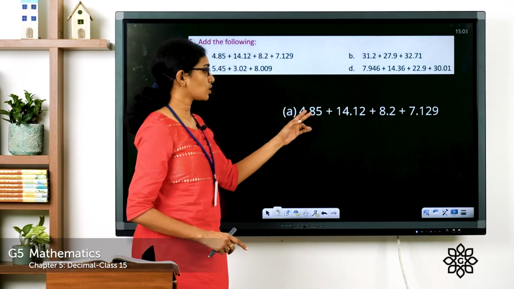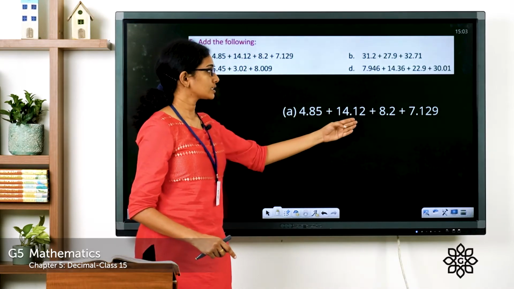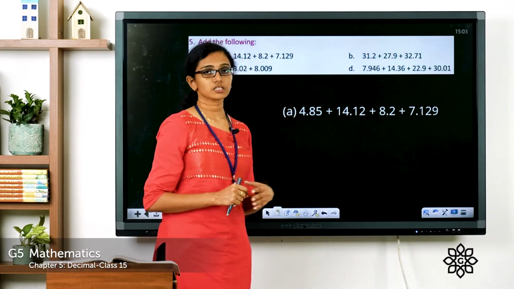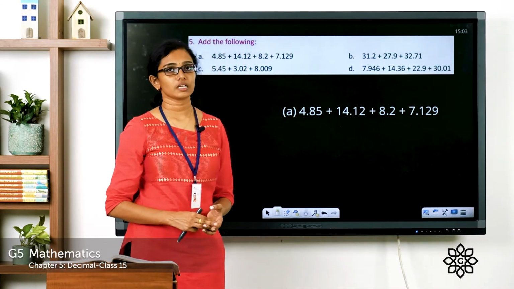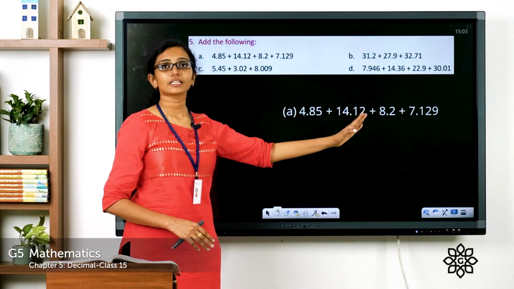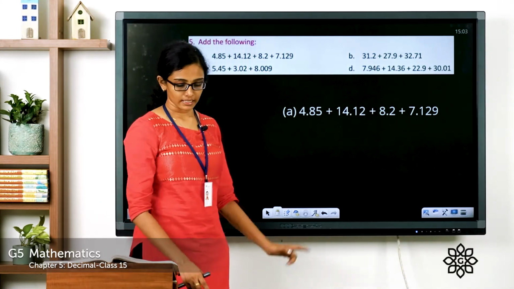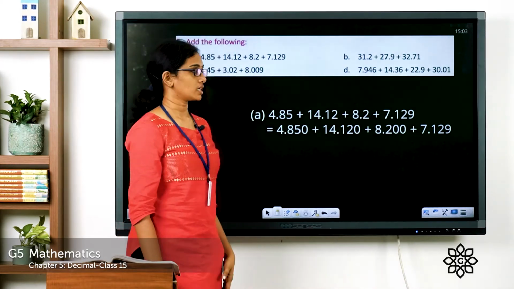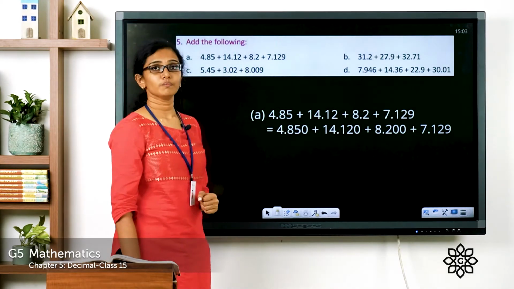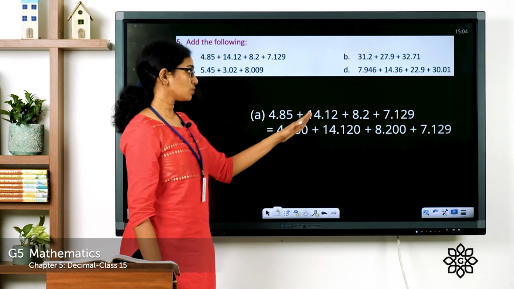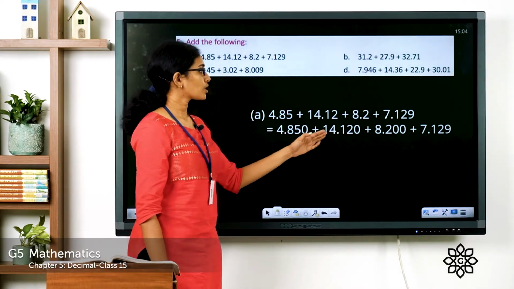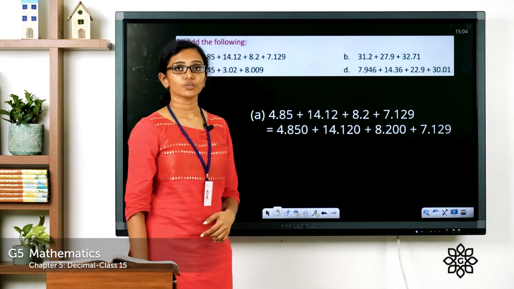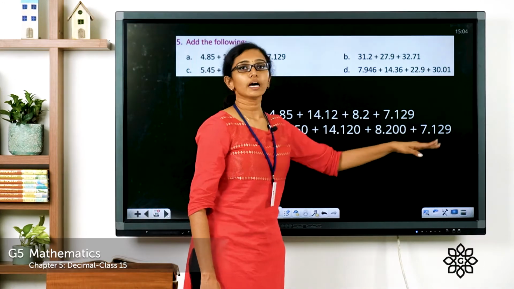No. This one has got 2 digits after the decimal point. This one has got 2 digits. This one only 1 digit. Whereas in the last number, there are 3 digits after the decimal point. So let's convert these unlike decimals to like decimals by adding enough number of zeros to the rightmost end. So that 4.85 becomes 4.850, 14.12 becomes 14.120, 8.2 becomes 8.200, 7.129 as such.